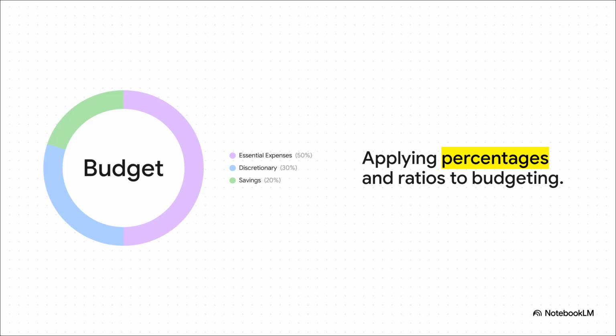Now, what's really interesting about this slide is how creating a budget relies entirely on those percentages and ratios we've been talking about. Take a look at this breakdown. We're dividing the pie into 50% for essential expenses, 30% for discretionary spending, and 20% for savings. You're taking your total resources and mathematically balancing the scale to ensure you always have enough left over.